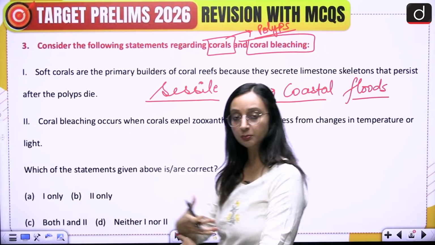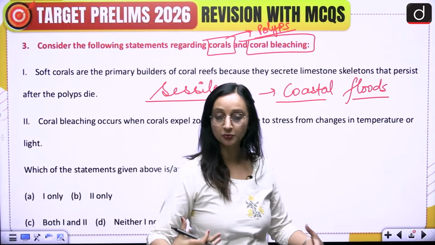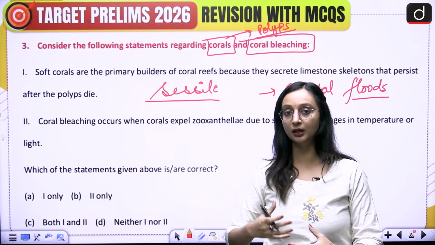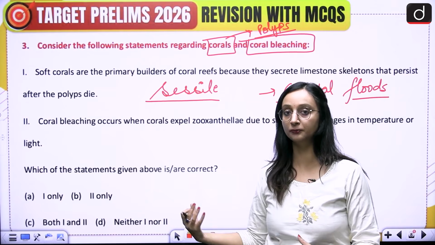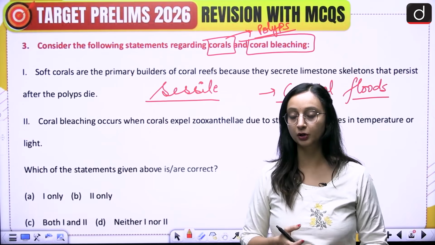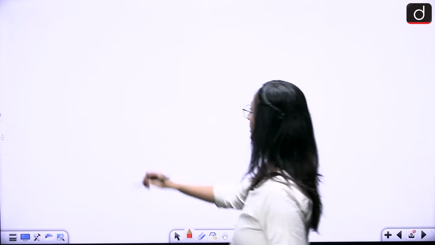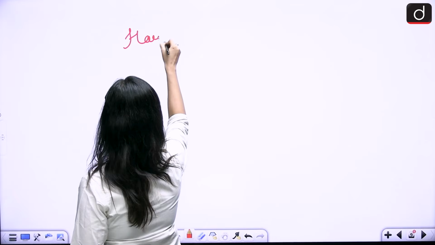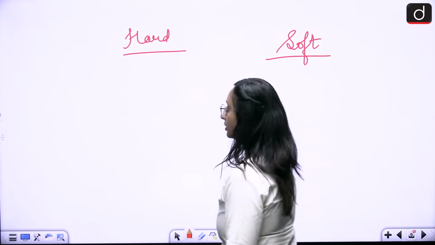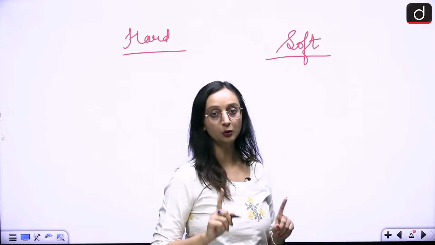They actually act as a barrier. These reefs act as a barrier, or act as a sponge. Basically, they absorb all these flooding activities and don't allow the damage to ripple further. So coral reefs are very important for the marine ecosystem. Corals are very important, and when we talk about corals, corals are of 2 types: hard corals and soft corals, and one of these is responsible for building coral reefs.